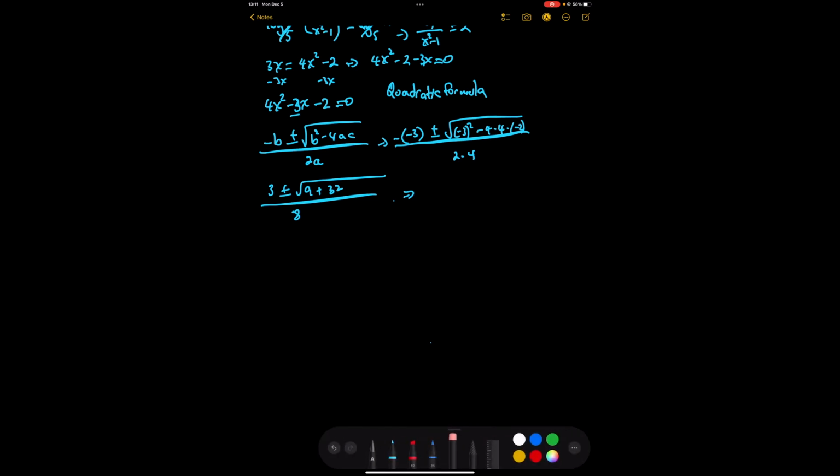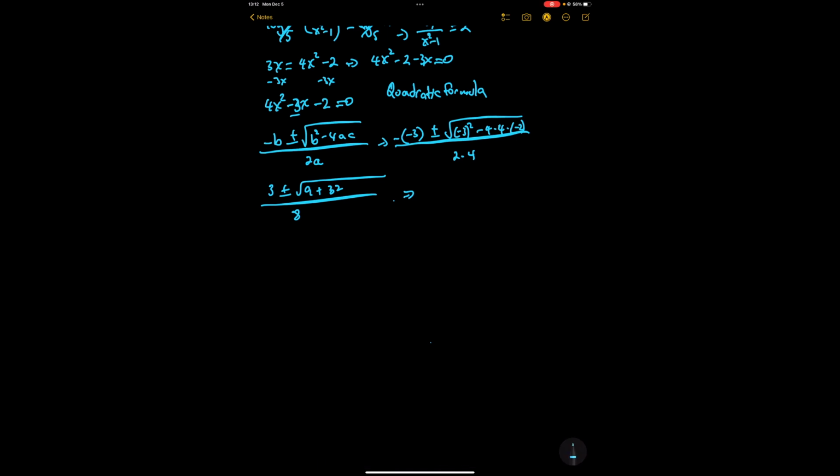Yes, remember, it's negative 4 times a times c. Negative 4 times a is 4, that's negative 16, times c is negative 2, that's going to be positive 32. So it's going to be 3 plus or minus square root of 41 over 8. That's the answer. My bad, guys. I made a bad mistake on this one. But the good thing is I caught it. So that would be your answer.